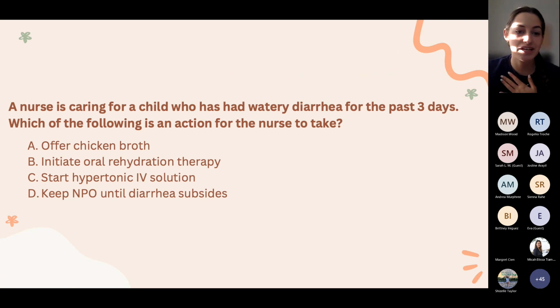So the first question is, a nurse is caring for a child who has had watery diarrhea for the past 3 days. Which of the following is an action for the nurse to take? A, offer chicken broth. B, initiate oral rehydration therapy. C, start hypertonic IV solution. Or D, keep NPO until diarrhea subsides. Go ahead and put your answers in the chat.